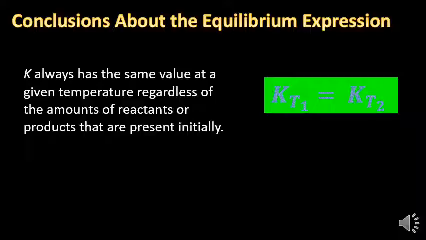K does not care about temperature. The equilibrium expression does not care about temperature. K does not care about the amounts either. K at temperature 1 is equal to K at temperature 2. I'm sorry, it's hard to read. You want me to write it? I'll do it, in case somebody else needs it. K at temperature 1 is equal to K at temperature 2.